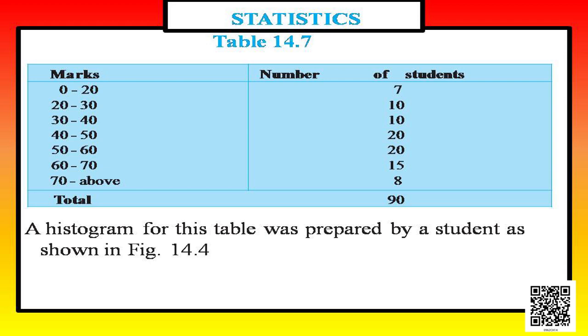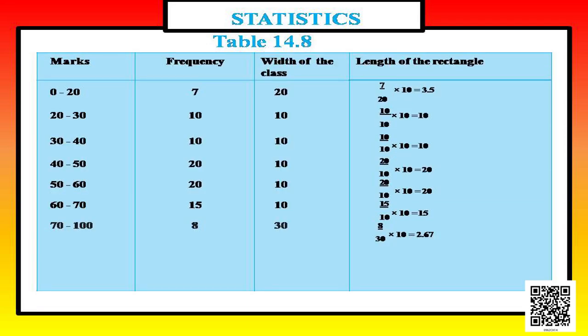Now let us see the table first. How to make such a table? For that, look at the screen. We are having the class interval which is marked as marks. We are having the same one as in the question. That is 0 to 20, then 20 to 30, 30 to 40, so on. But the last one is 70 to 100. Next column, we are having frequency. Here also we have the same numbers as was given in the question. Then we are having another column which says the width of the class. Now the first one is 20, then 10, 10, 10, 10, 10, and the last one is 30.